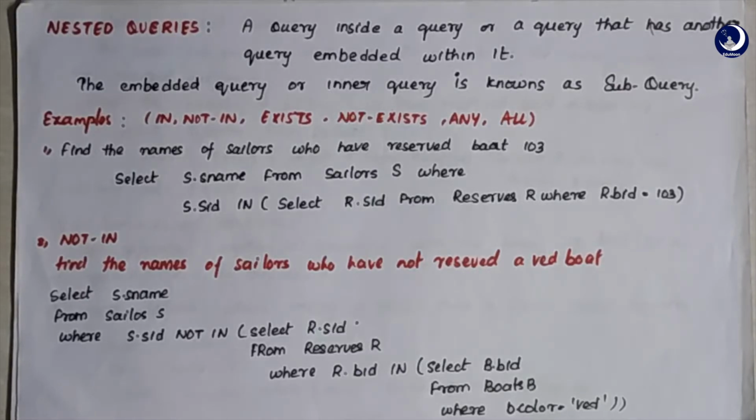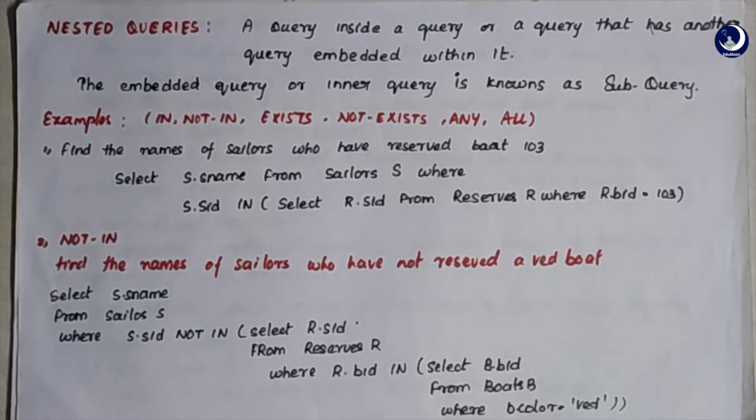So let's start this video by understanding what a nested query exactly is. A query inside a query is known as a nested query. An if condition inside an if condition is known as a nested if. In a similar way, a query inside a query is a nested query. Or you can also say a query that has another query embedded within it is a nested query. The query that is embedded, the inner query, is known as a subquery, and the one which embeds this inner query is known as an outer query.